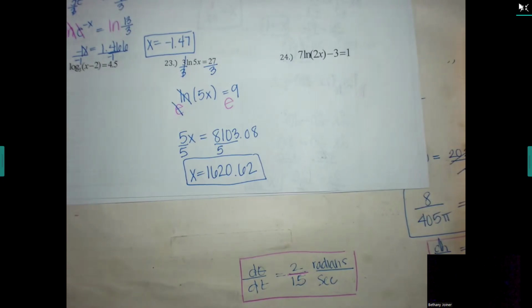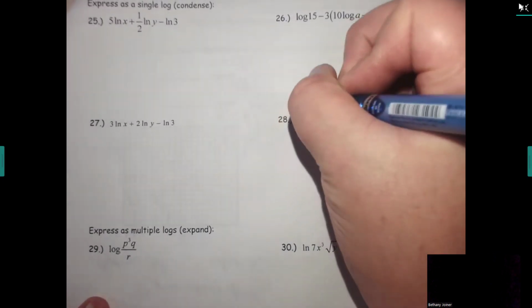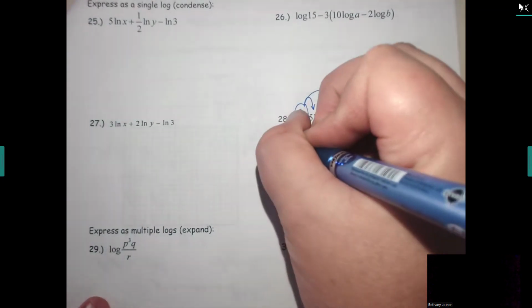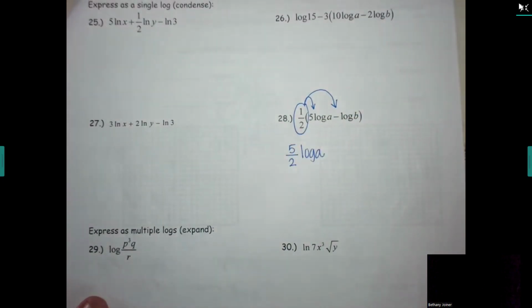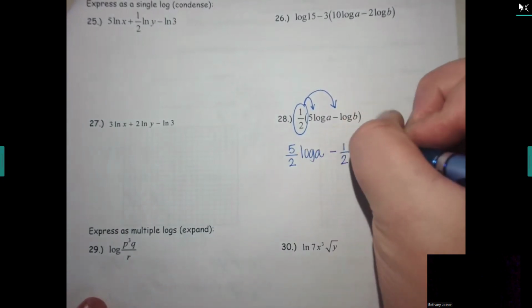So besides solving, the other thing you have to know how to do for your test is expand and condense logs. So let's do number 28. I see that I have a half on the outside. I'm going to multiply that in. So a half times a 5 becomes a 5/2 log A. And then a half times a minus log B becomes a 1/2 log B.